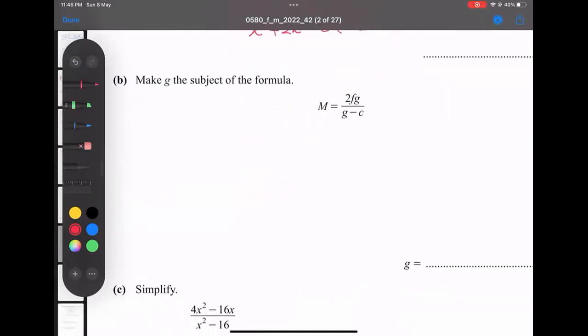Over. Let's talk about this one, how to make G the subject. But there are two G's, one up and one down. First of all, this will multiply with M. So I'm going to do G minus C equals 2FG, and M multiplied with G, I get MG, and M times minus C, I get MC, and 2FG. But my target is G, and there are two G's. So bring this G here and bring the other one to the other end.